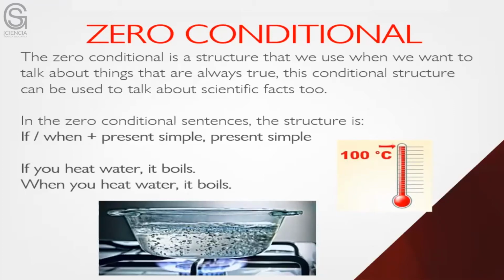And observe that in this presentation, I am showing you the correct structure that you can use to form a conditional sentence, of course, using the zero conditional. At the beginning, we have if or when, plus the present simple, followed by a comma, and then the rest of the sentence is always a present simple structure too. So if you notice here in the first line: if you heat water, comma, it boils.